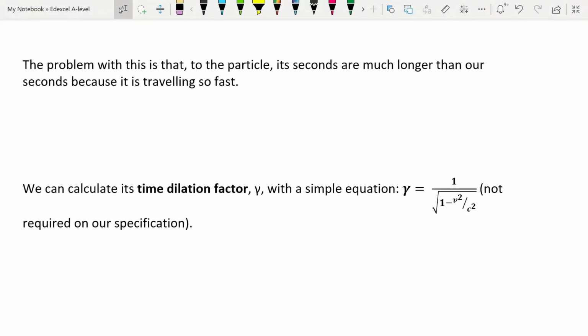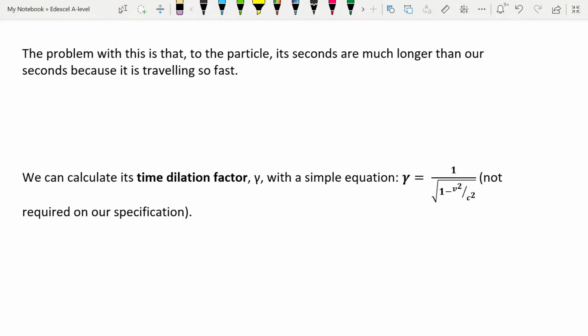Its seconds are longer than your seconds. And there is a time dilation factor. It's not on our specification, unfortunately, but you can actually calculate how much slower, or how much longer, their seconds would last using this fairly simple equation. Your time dilation factor is given this symbol gamma, and you put in your v where you see the v squared at the bottom there. And that will give you the factor by which your time is increased.